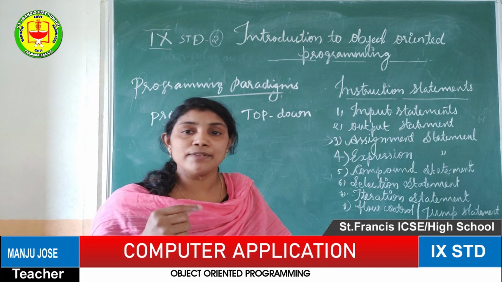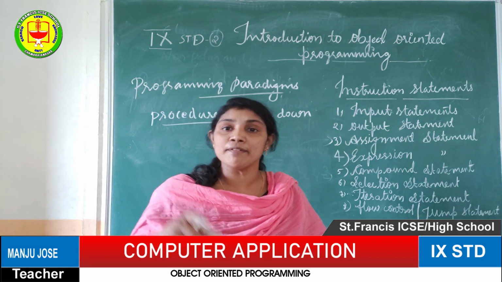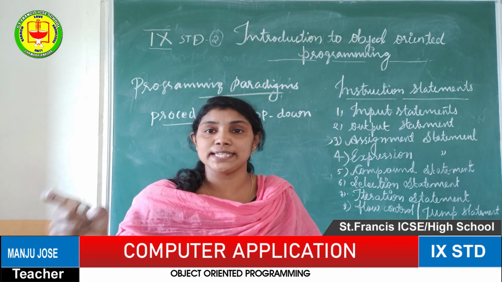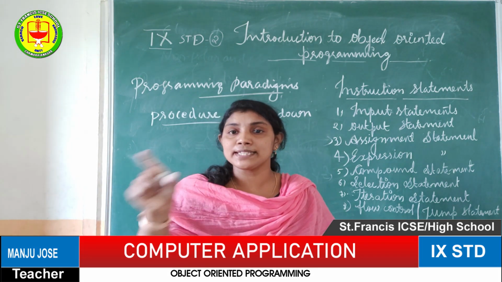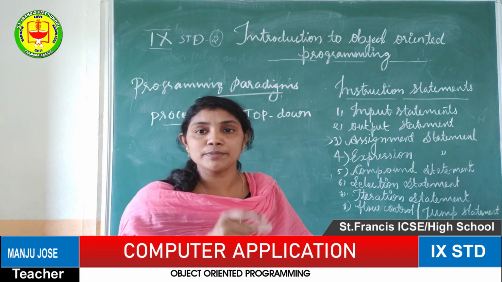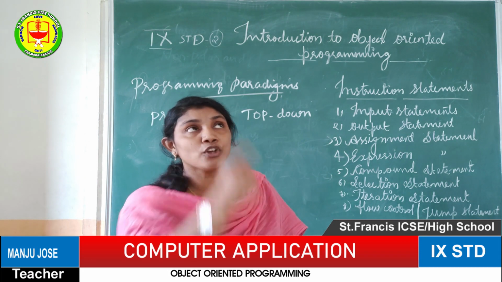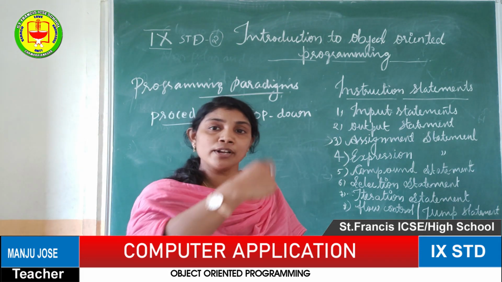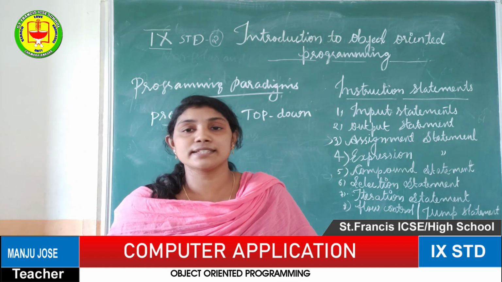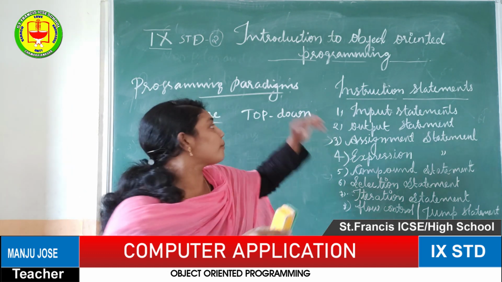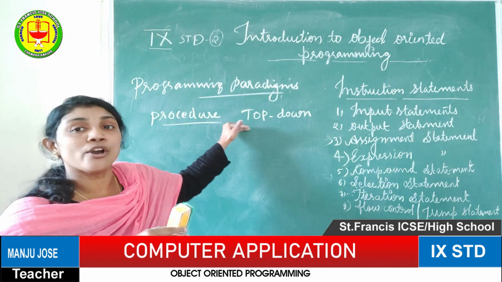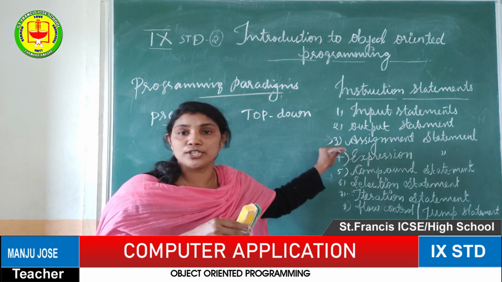The example is evaluating a mathematical expression, ax square plus bx plus c. How do we evaluate ax square plus bx plus c? First step, second step, third step. That means there is one order, from top to down. By following that order we get the exact output for the next step. That processing is known as the top down approach. So procedure oriented programming always follows the top down methodology, isn't it?